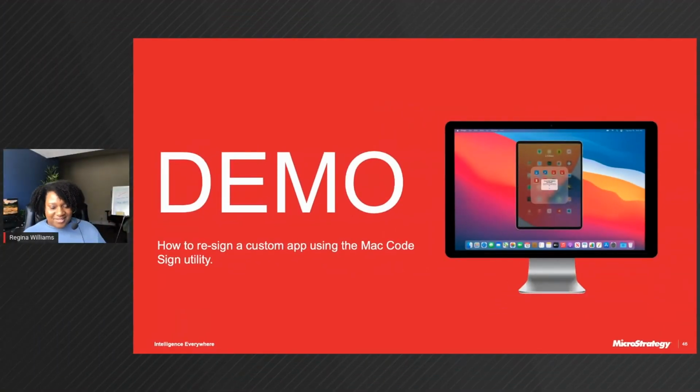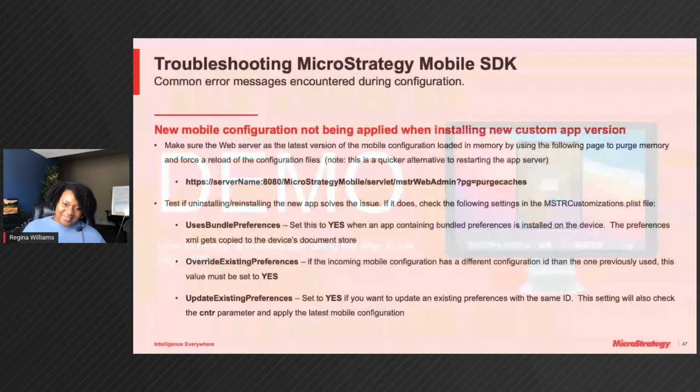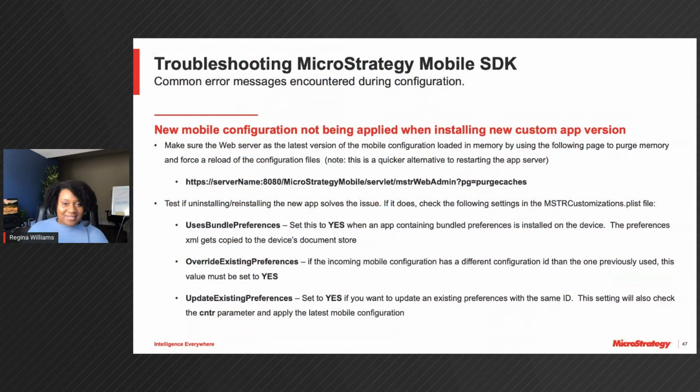Okay, so on to the next slide. Other troubleshooting things to keep in mind is the situation if you're updating your mobile app and you find that the old preferences are still being referenced. This goes back to those three options I was mentioning about the use bundle preferences, override existing preferences, and the update existing preferences.